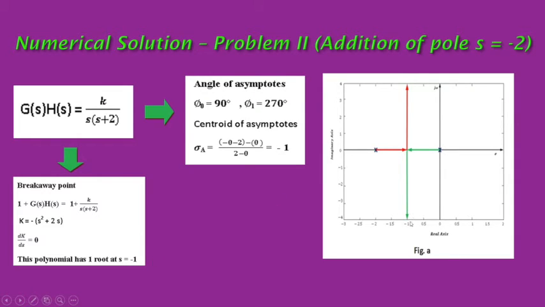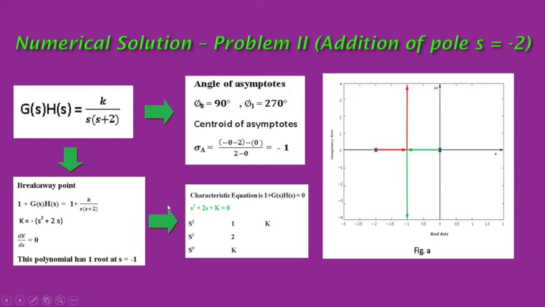That means S equal to minus 1 is the break-away point because this point lies on the root locus. So here the centroid and this break-away point are at the same point. Then the root locus departs from this minus 1 and moves to infinity along these asymptotes. So as you can see, the root locus is symmetrical about the real axis.